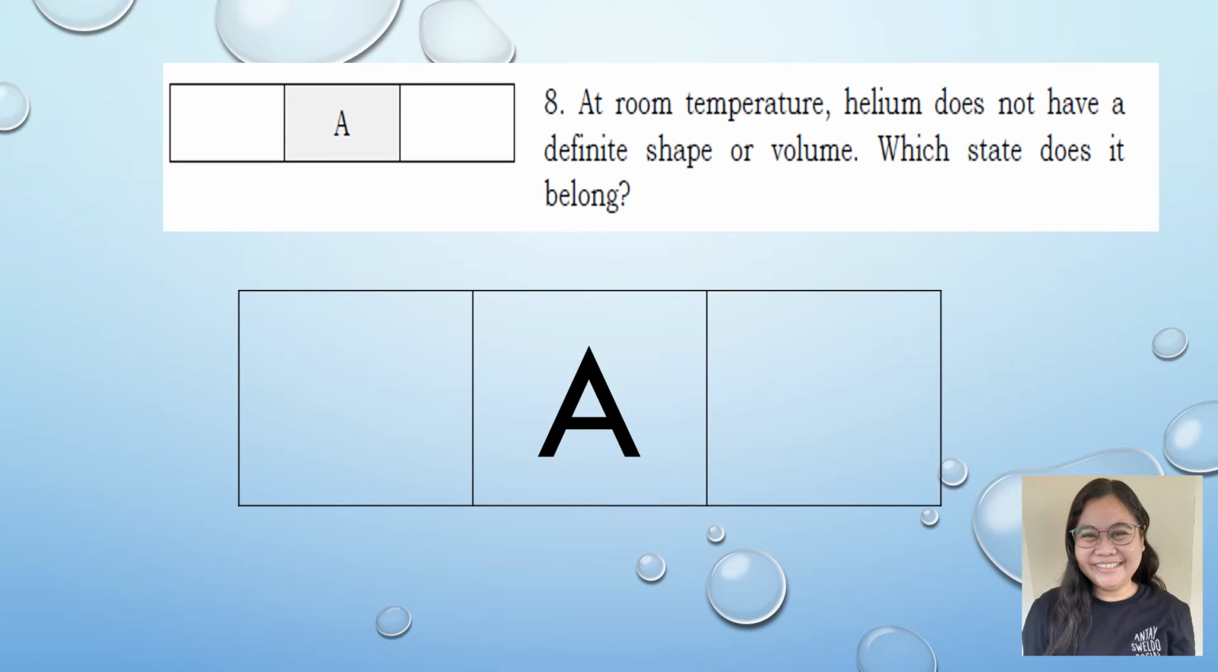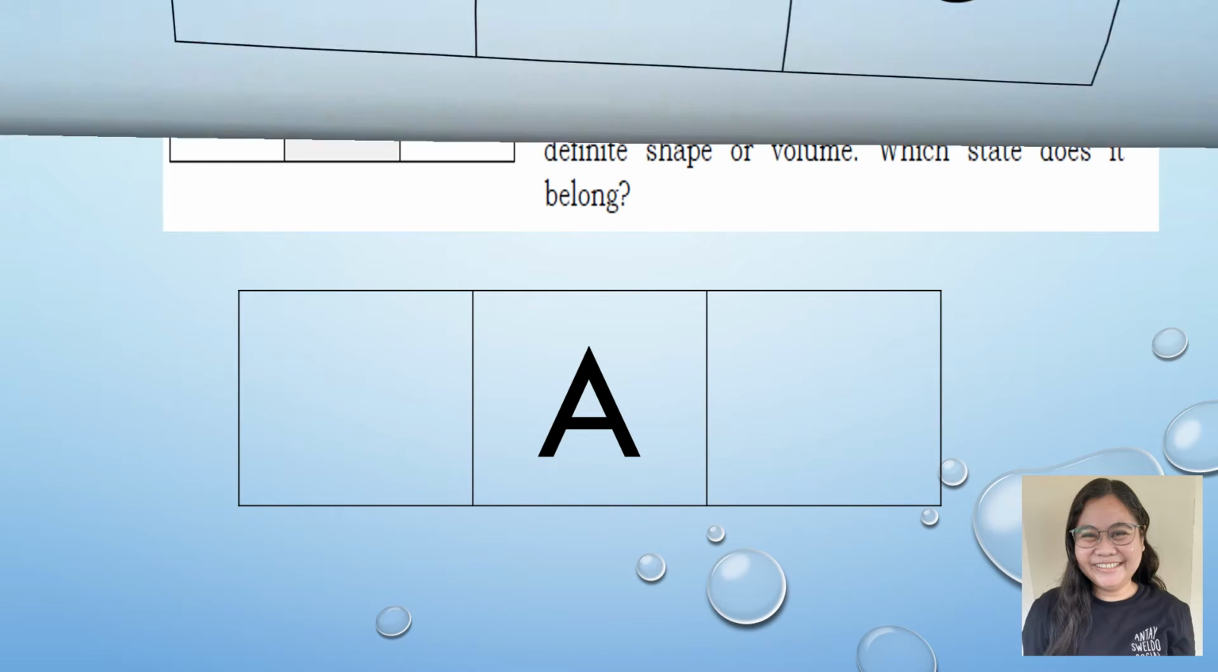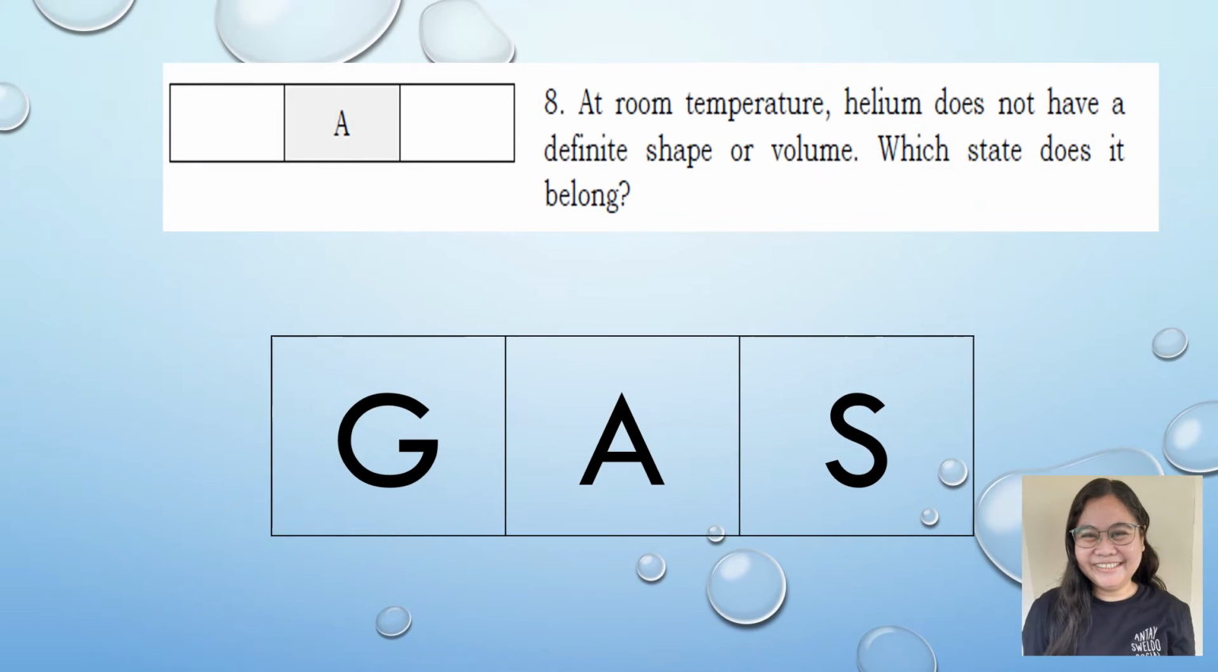For number 8, at room temperature, helium does not have a definite shape or volume. Which state does it belong? Very good. Gas. Helium does not have a definite shape or volume. That's why it is in a state of gas.